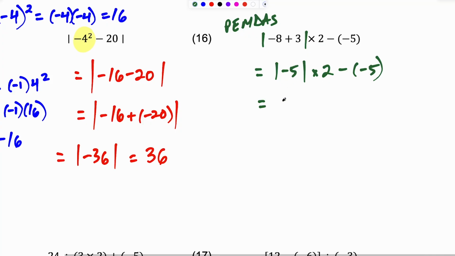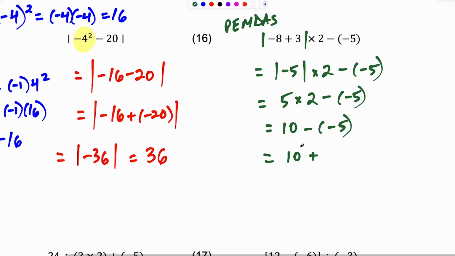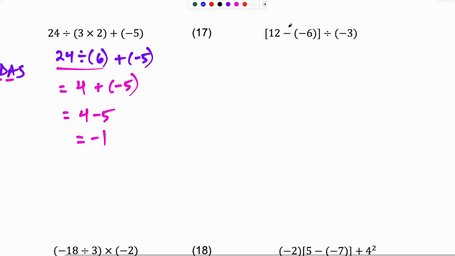The absolute value of -5 is +5. So now we have 5 times 2 minus -5. And we simplify a little more. 5 times 2 is 10. So we have 10 minus -5. And when we subtract a negative, we could change the operation here to addition and say 10 plus 5, which is equal to 15.